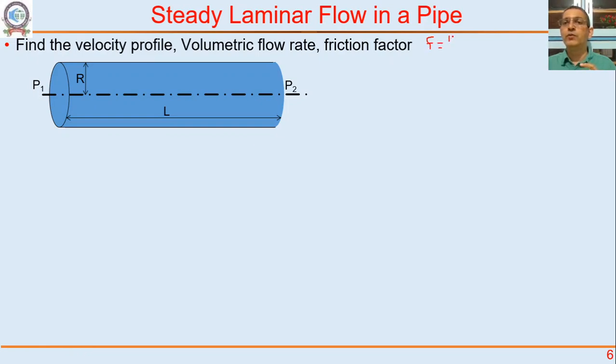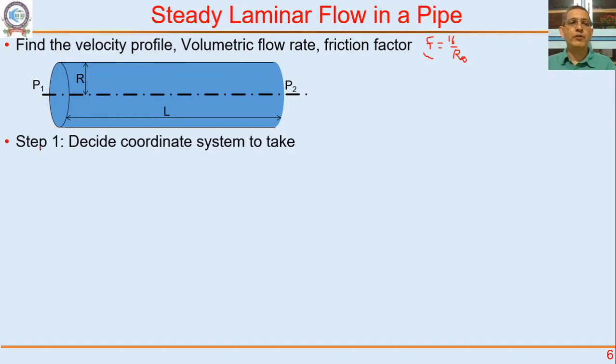I had just told you f is 16 by Re. You had to just believe me at that point of time. Now I'm asking you to calculate it for yourself, whether we can get this using microscopic balances. That's what I want you to do here. Let me do this problem in a little bit more detail so that you know how it is to be done. First of all, if I try to give you a stepwise procedure, here is the first step.